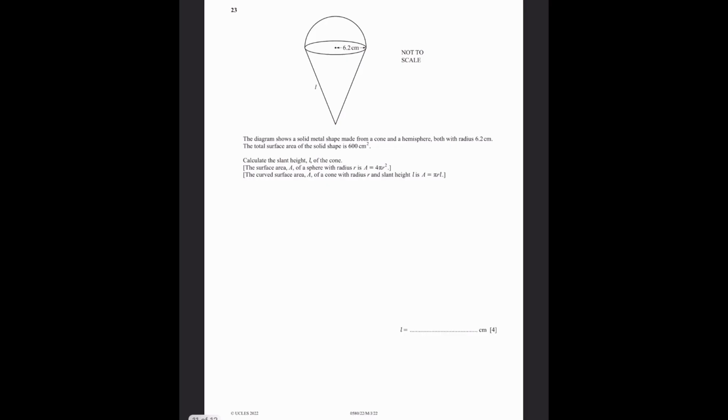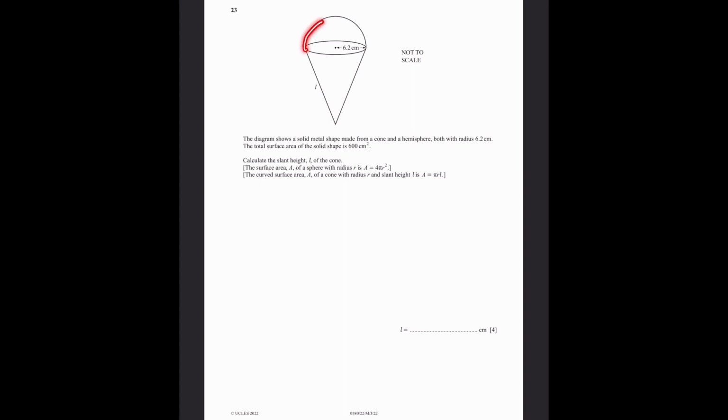Question 23. The diagram shows a solid metal shape from a cone and a hemisphere, both with radius 6.2 centimeters. The total surface area of the solid shape is 600 centimeters square. Calculate the slant height L of the cone. The surface area A of a sphere with radius R is A equals 4 pi r squared. The curved surface area A of a cone with radius R and slant height L is A equals pi r L. What's the surface area of half a sphere?